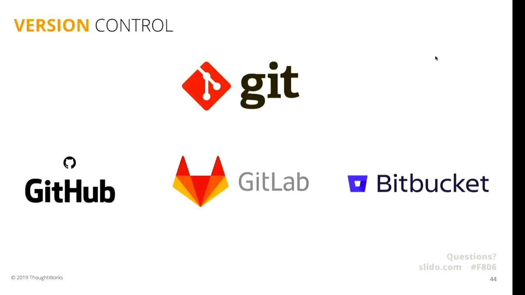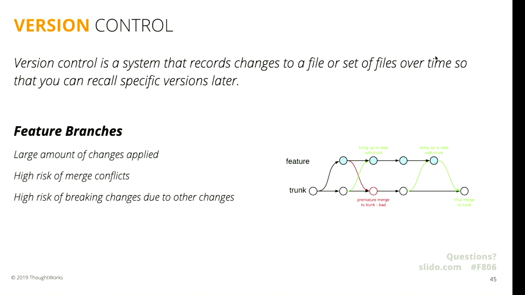Version control. I assume everyone has heard of Git and all the popular tools like GitHub, GitLab, Bitbucket. Version control is the system that records the changes to our code, which we push to one source repository. So we can always recall specific versions in case we want to roll back, or in case we want to see the change between our current version and a specific one from the past.